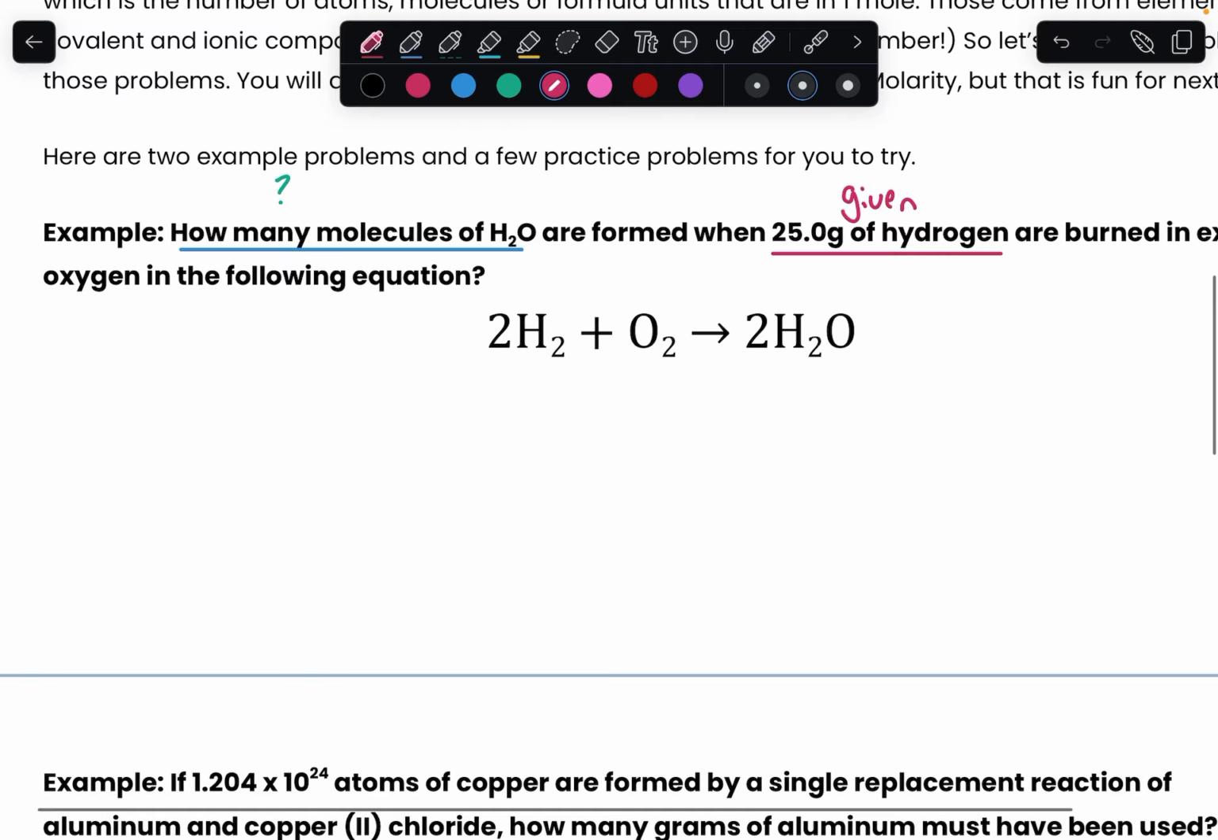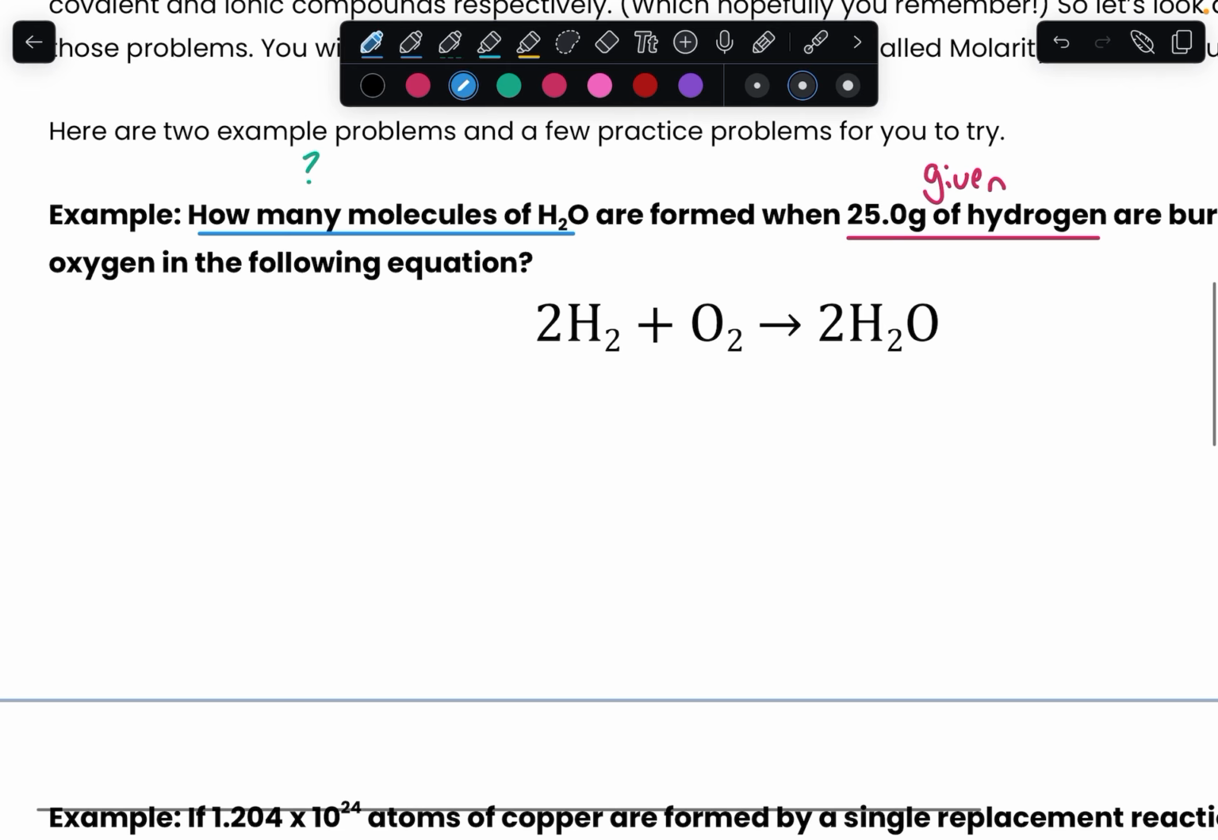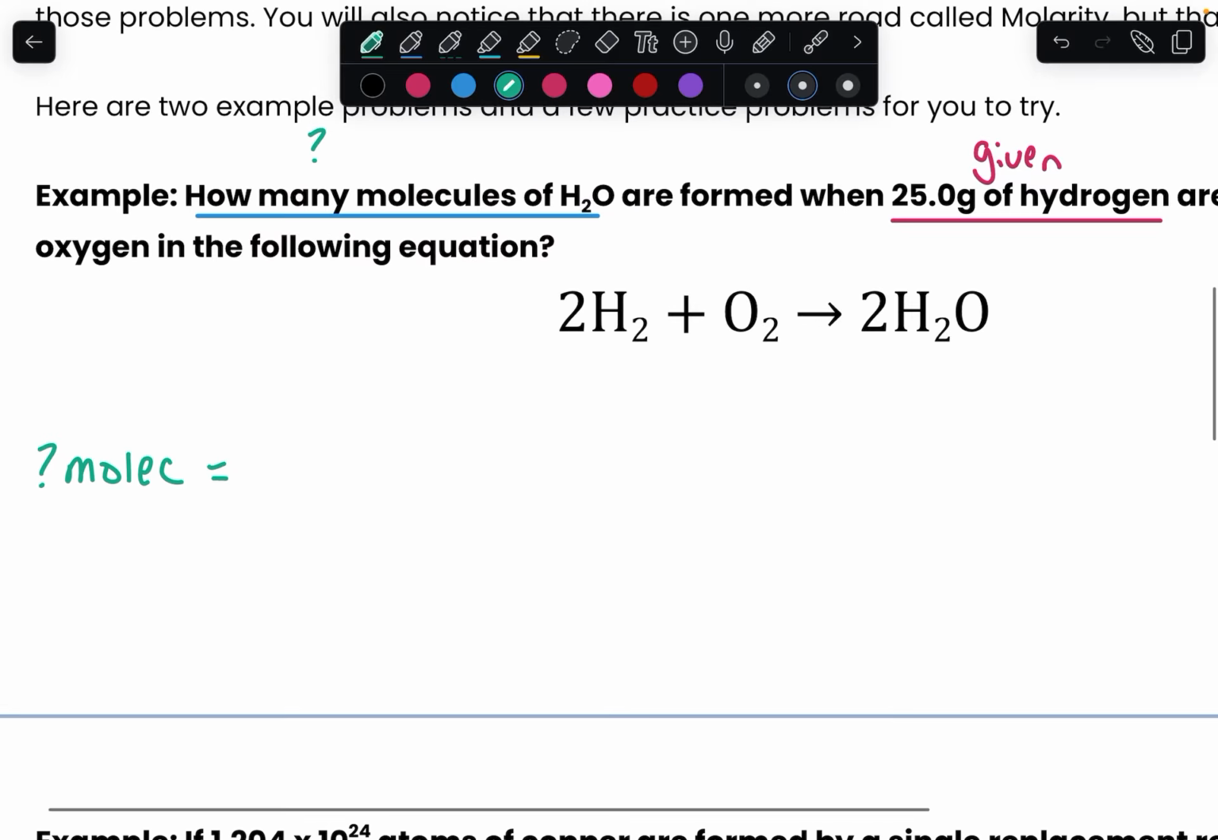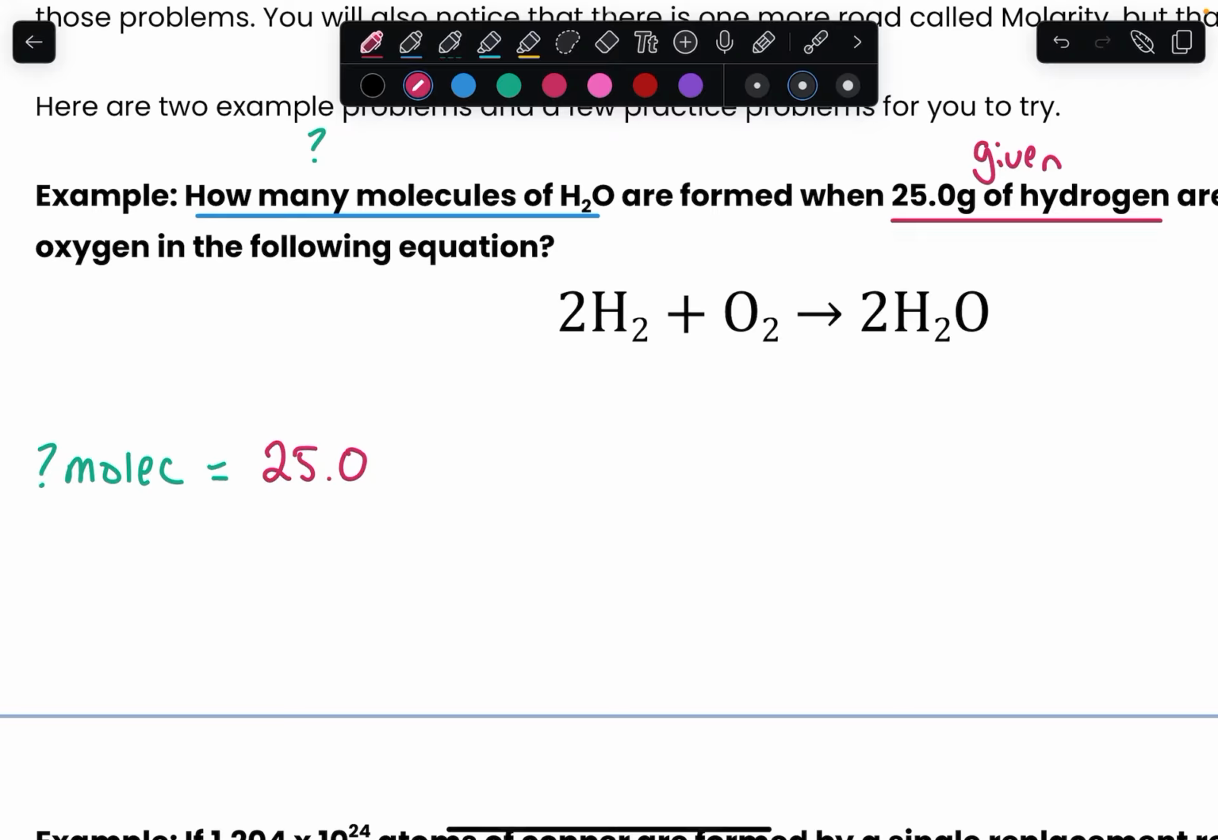So like any problem, we are going to start by identifying our unknown. Our unknown is going to be question mark, and I'm going to abbreviate molecules with MLC. I suggest you do that. Otherwise, if you do mole, it looks a whole lot like a mole, but I'm going to do MLC there to know it's molecules, is going to be equal to, let's put our given over 1. That's going to be our 25.0 grams of hydrogen. Now, hydrogen has the formula of H2, so I'm going to include that after this label.